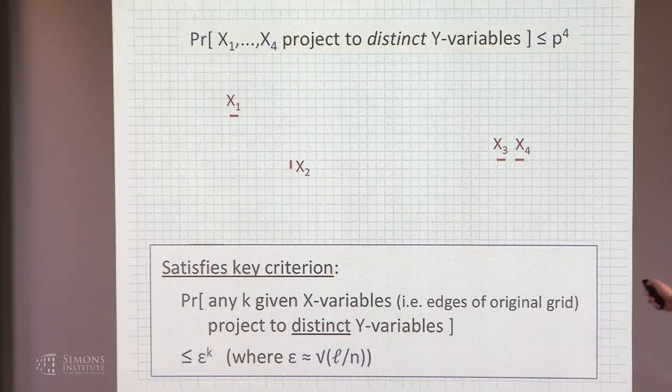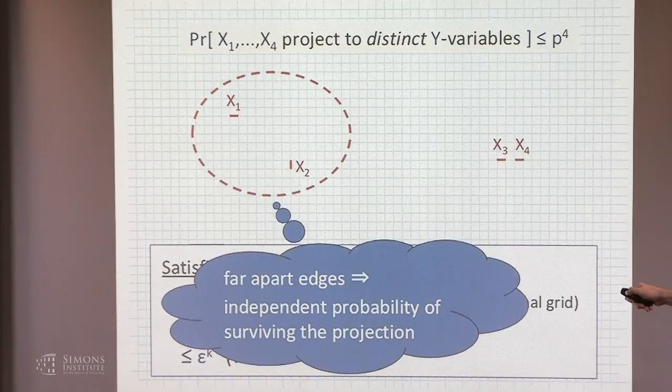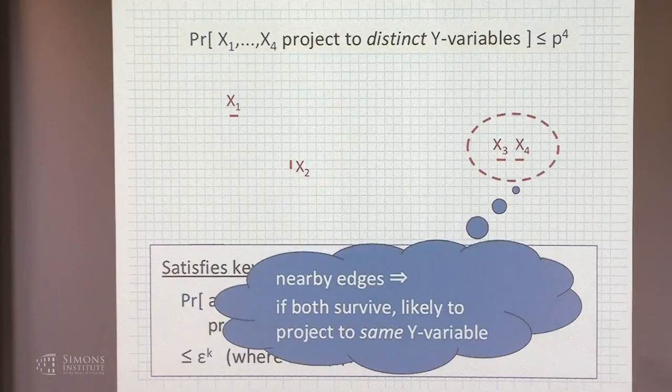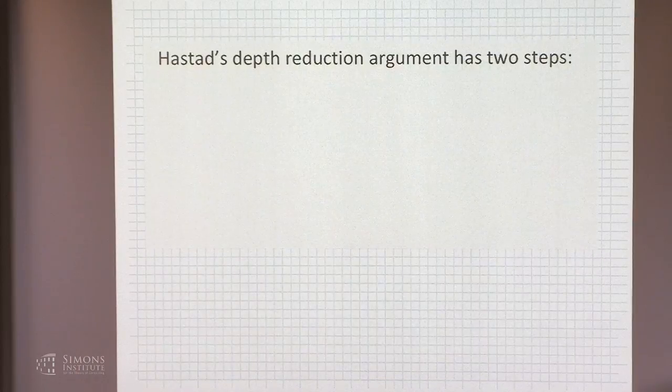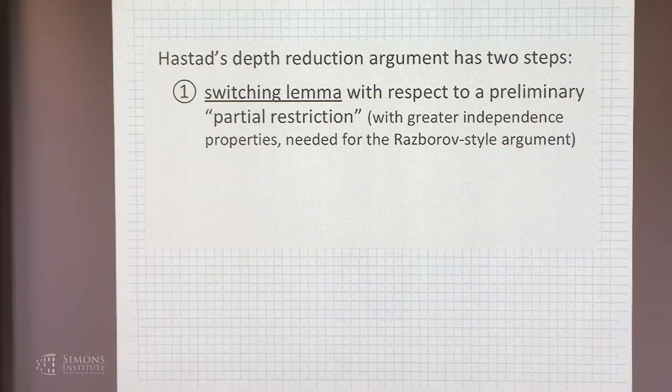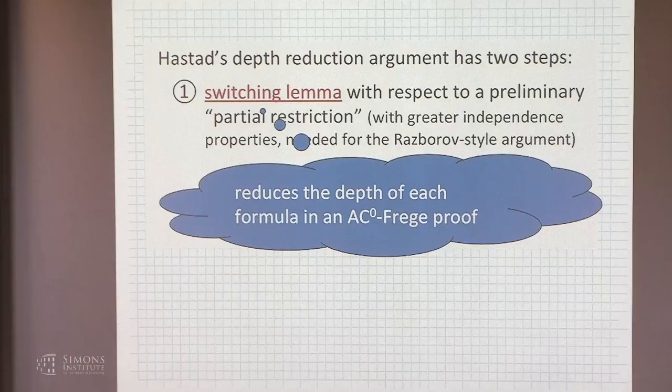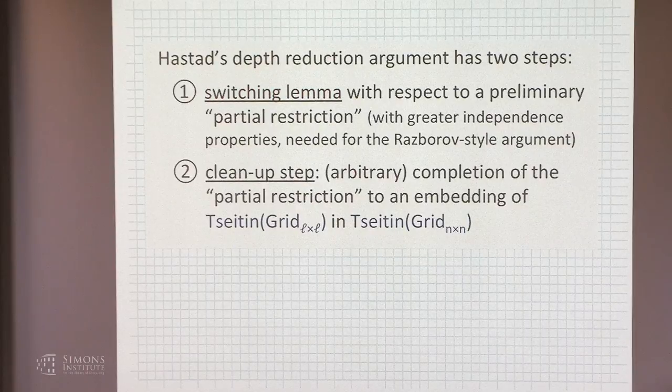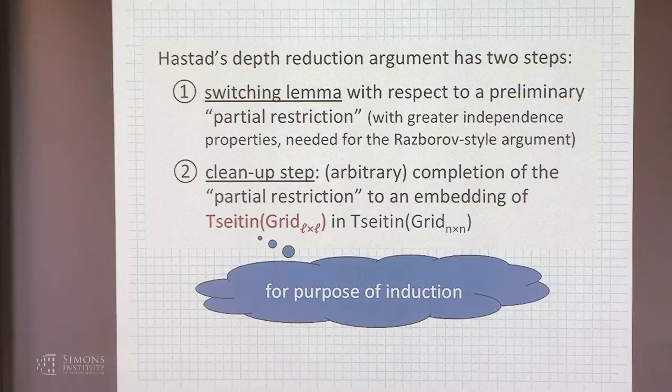Intuitively, why is this holding? If you have two variables which are far apart, then the probability that they both survive is sort of independent. And if they're close together, then the probability that they survive is correlated, but then again, they're likely to project to the same variable. Unfortunately, this kind of restriction is very hard to analyze directly. So Hastad's proof has 2 steps. First he defines a switching lemma with respect to a preliminary partial restriction, which has more independence. This is the switching lemma which reduces the depth of each formula in the AC0 Frege proof. And then there's a cleanup step which arbitrarily completes the partial restriction to a restriction of the form that I showed. And you need this for the purposes of induction.